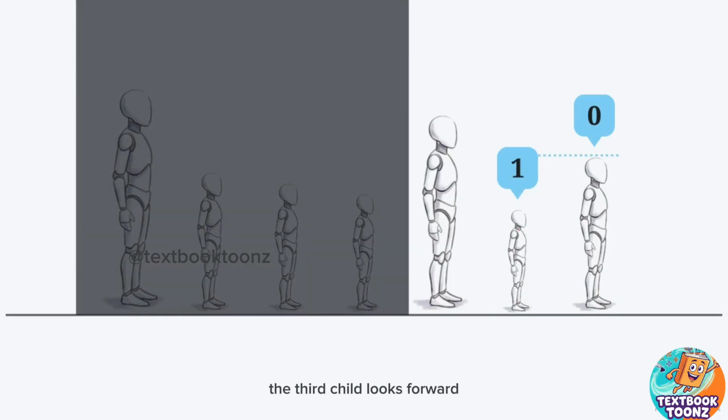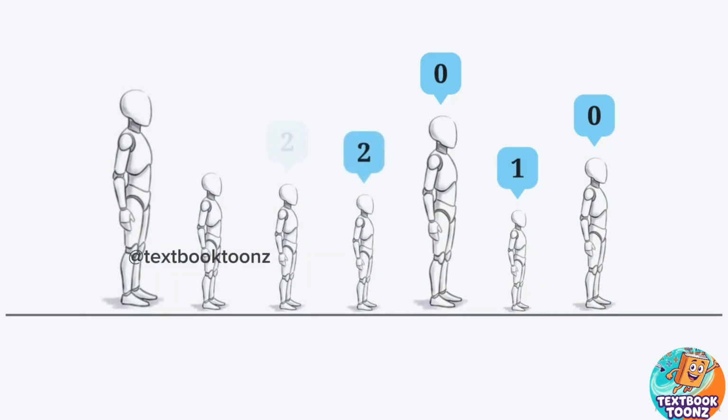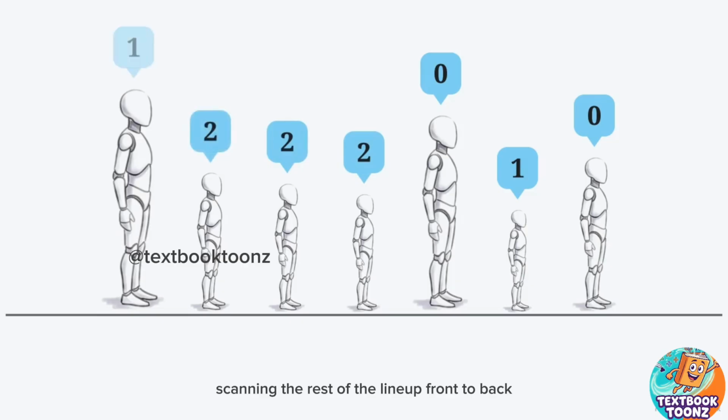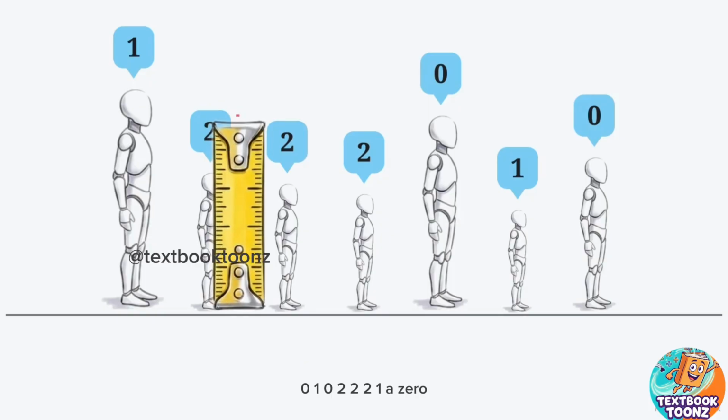The third child looks forward. We ignore everyone behind them. Seeing 2 people in front, but neither taller, they also get a 0. Scanning the rest of the lineup front to back, we generate the complete positional sequence. 0, 1, 0, 2, 2, 2, 1.